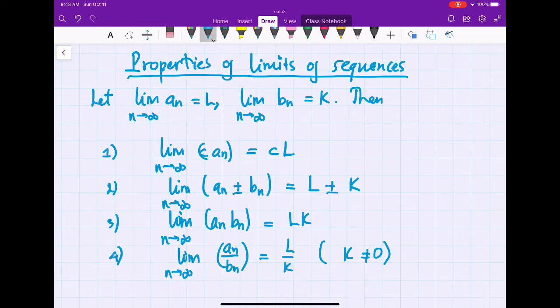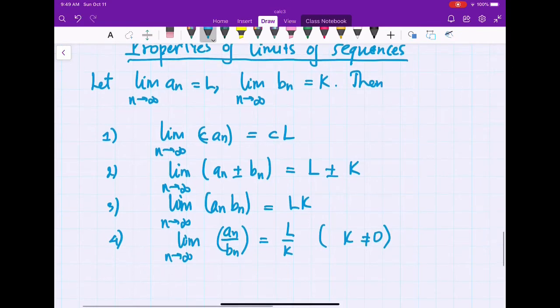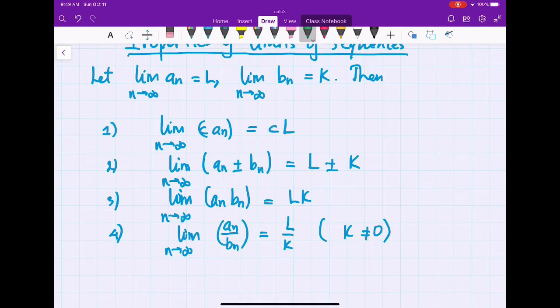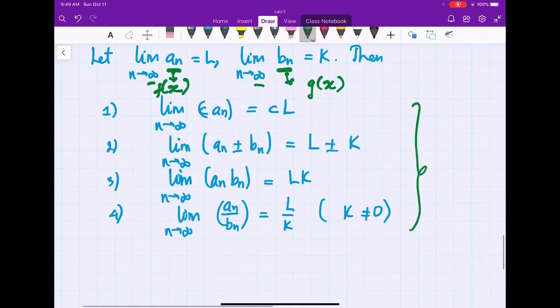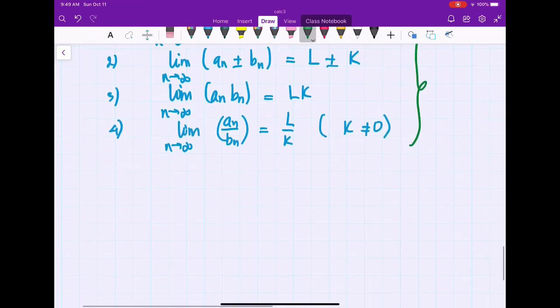Now let's consider some properties of limits of sequences. Since we define the limit of a sequence using functions, limits of sequences satisfy all properties of limits of functions. Suppose you have two sequences, a_n and b_n, and their limits are l and k respectively. For a_n you have some function f of x, for b_n you have another function g of x, and the limits of f and g at infinity are l and k. So all these properties are satisfied. Does that make sense? That is just a very simple consequence of properties of limits of functions. Now let's consider some examples.